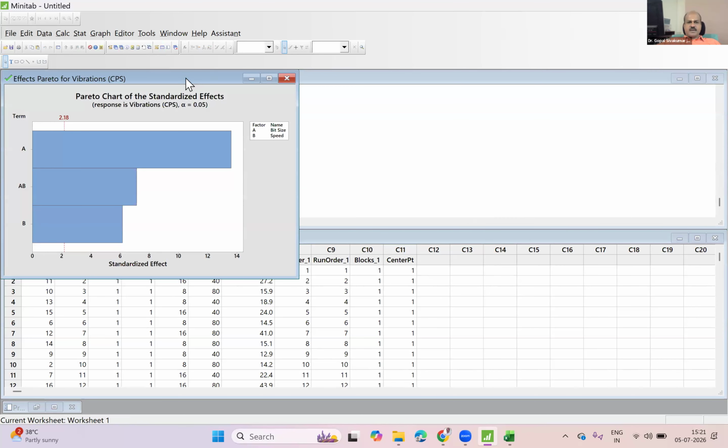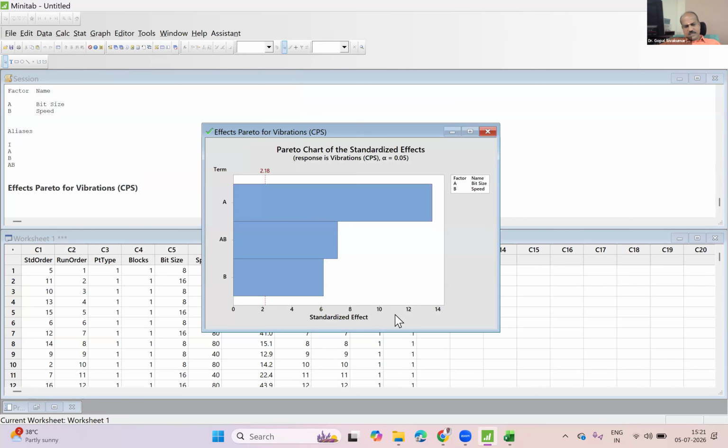Now everything is done. Now in this case, since the data is continuous data, the factors are continuous. You have got a Pareto as well. Now Pareto itself is telling you there is a red dotted line. You can see here the red dotted line. All the three effects are going beyond the red dotted line, meaning all the three effects are significant. The main effect of A is significant, main effect of B is significant, the interaction effect AB is also significant. Which is most contributing? A is most contributing. Which is contributing next? AB. And which is contributing last? That is B.